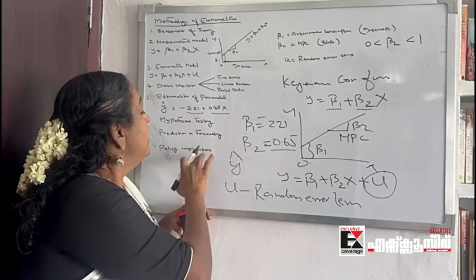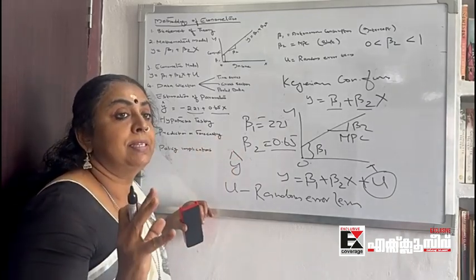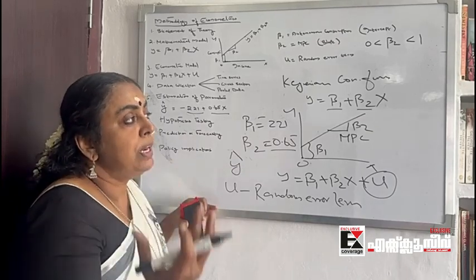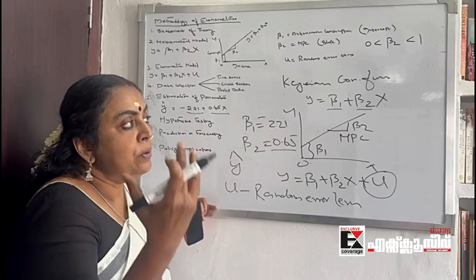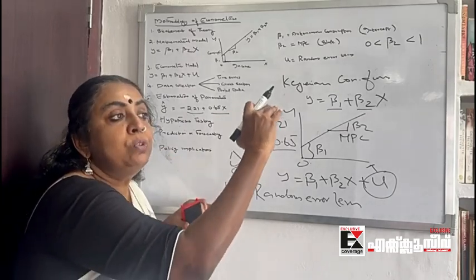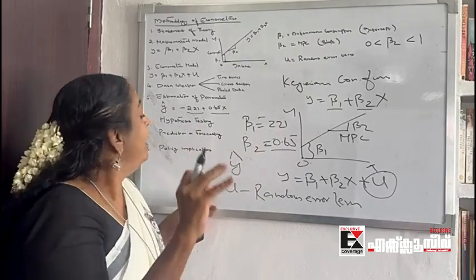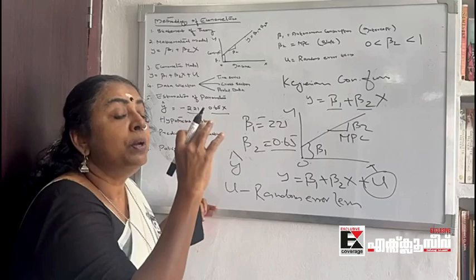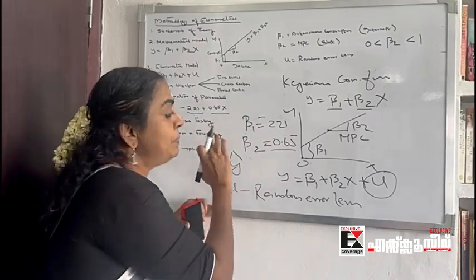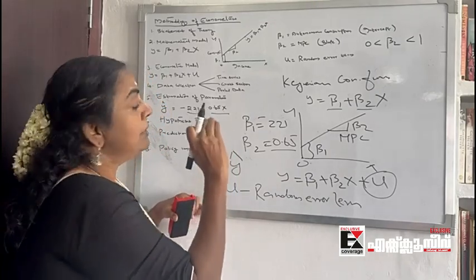And the last is, these econometric models are used for policy implications. That is, if you want to reduce the level of unemployment, you want to increase the consumption expenditure to a particular point. So what targeted income will increase consumption expenditure? If you know the level of income which will increase consumption expenditure to a particular level, then you can find out this level of consumption.